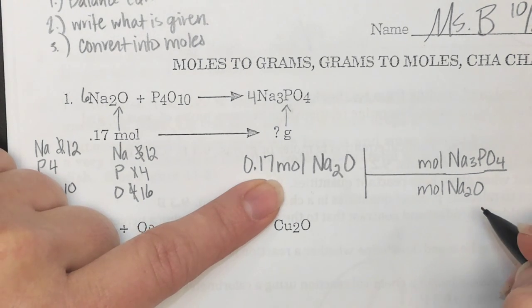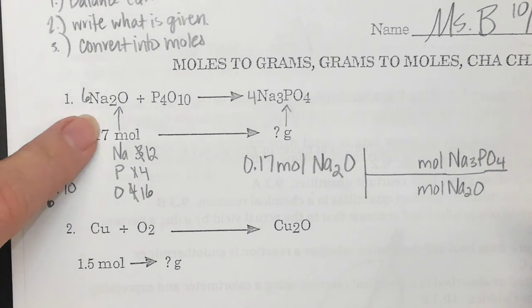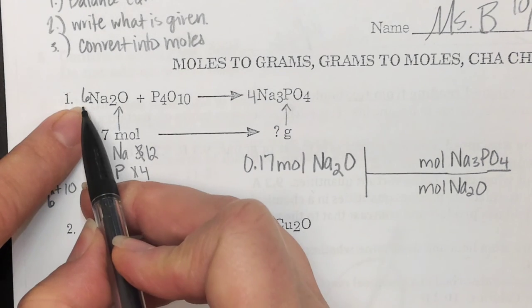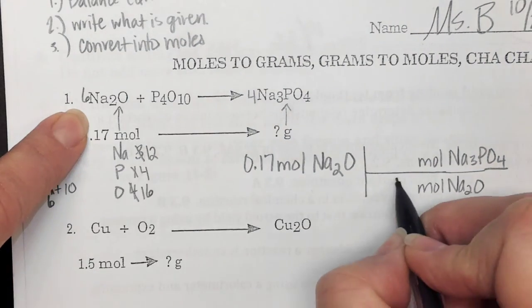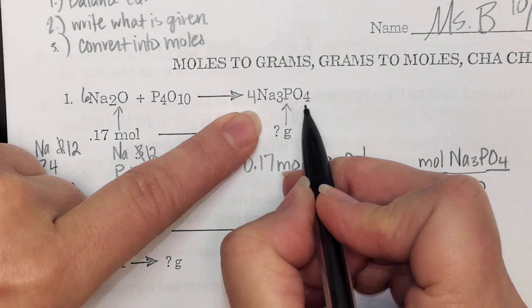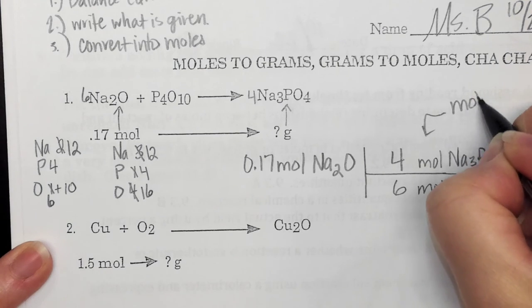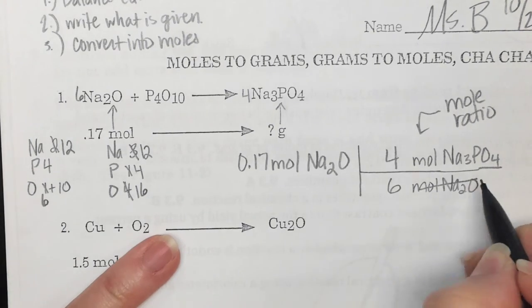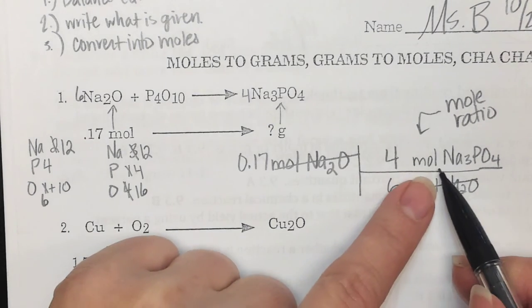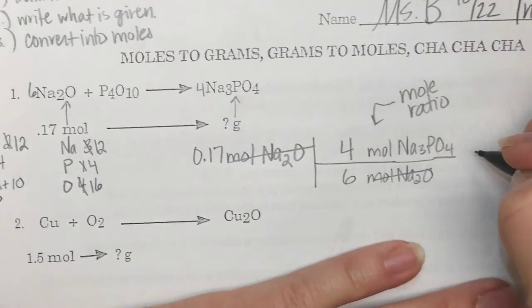All right, so McKinley, how many moles of Na2O per reaction? How many did we write? 6. Each reaction needs 6. And how many moles of Na3PO4 will we make? 4. Okay, this is the mole ratio from the balanced equation. Moles of Na2O cancel. And now I have moles of Na3PO4. And is that what they wanted? No, what do they want it in? Okay, so one more step.